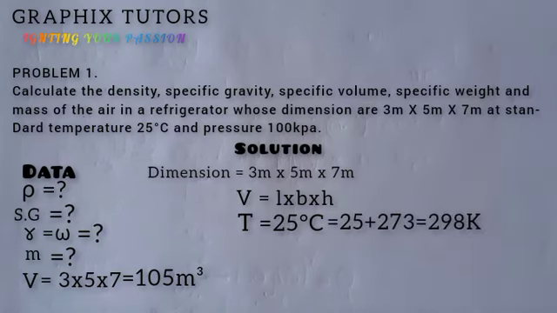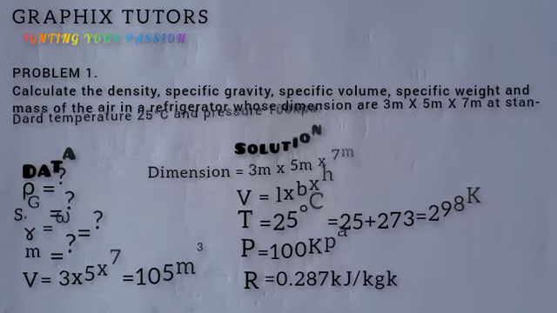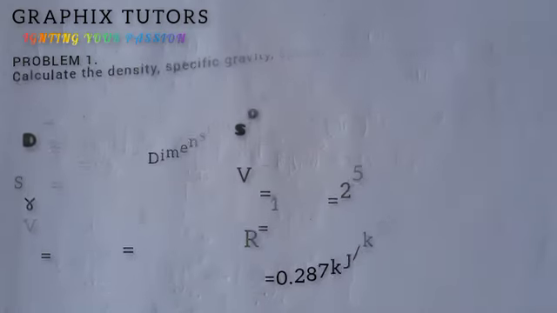Now the next thing we have there is the pressure. The pressure given is 100 kilopascal. Now there's one parameter there that is not given, but you have to know it. And what is the parameter? Since we're dealing with air, we have what is called the specific gas constant R, and that will be 0.287 kilojoule per kilogram Kelvin.